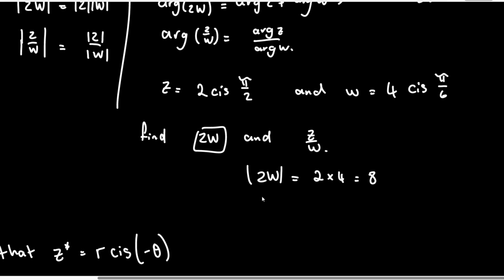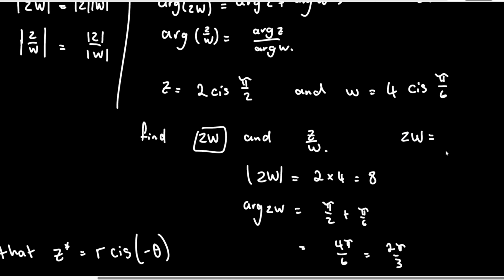However, for my arguments, I know that for zw they have to add. So it's going to be pi over 2 plus pi over 6, which is 4 pi over 6, and I can simplify that to 2 pi over 3. So then we can write my new form that zw is equal to my new modulus, 8, cis my new theta, 2 pi over 3.